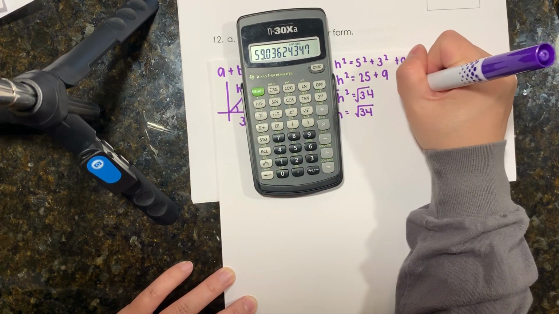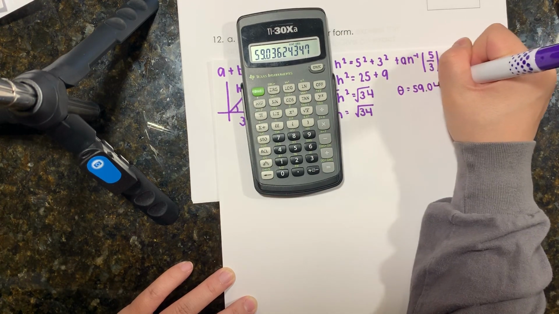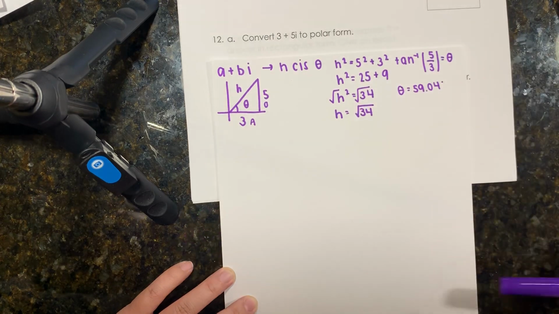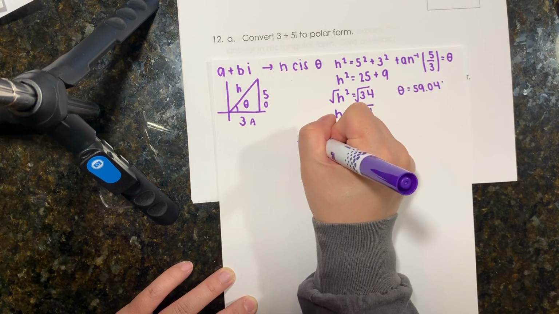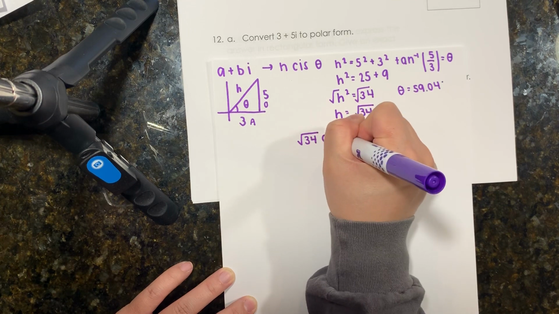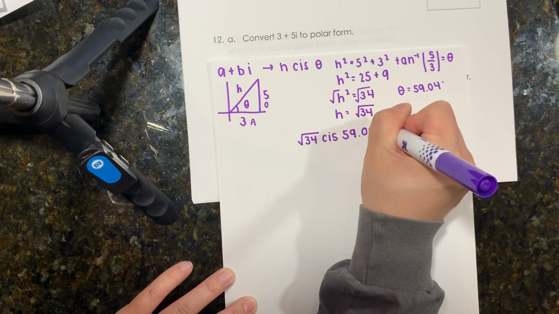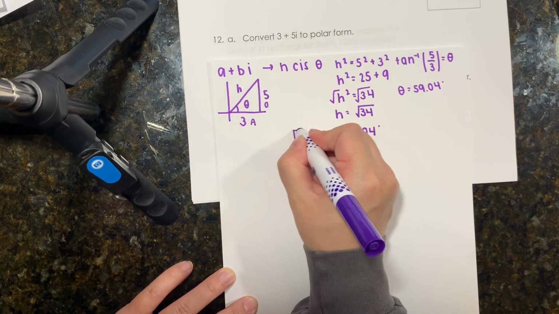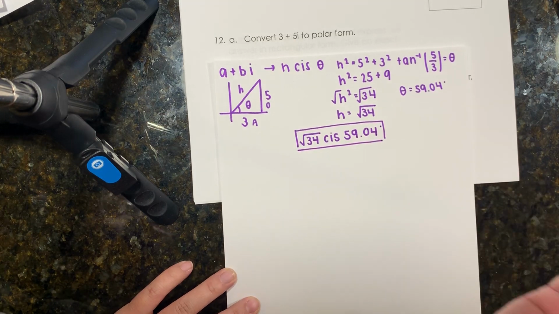And that tells me my angle is going to be equal to 59.04 degrees. And again, you write your answer like this. It's your slant, so square root of 34, CIS, and then your angle, 59.04. So instead of that little angle marking, you're going to use CIS. And that would be your part A.